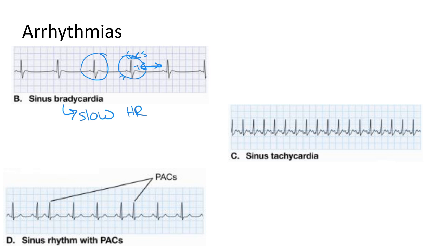We can compare it to this one over here, which is the tachycardia. Tachy is fast. So this is a fast heart rate, where you can see the T and the P are mushing together, and there's very little space between these QRS complexes. So this person is having a very fast heart rate. The one down here at the bottom, the PACs, these are premature atrial contractions.